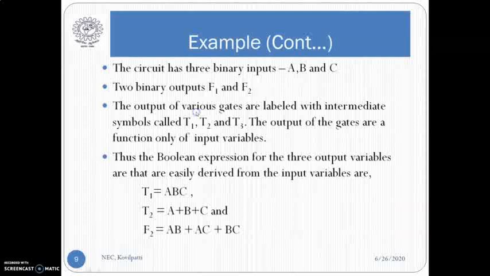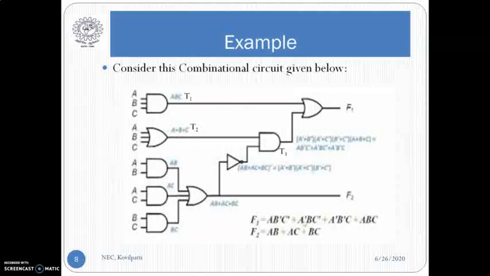Now we are going to analyze this. We have three inputs A, B, C and two binary outputs, F1 and F2, and we also label the various gate outputs with intermediate symbols T1, T2 and T3 for our convention. We first derive the directly derived outputs. T1 is directly derived, T2 is also directly derived, and F2 is also directly derived.